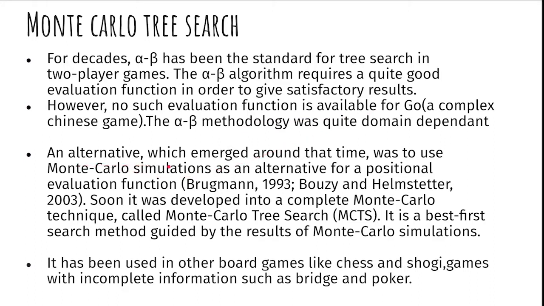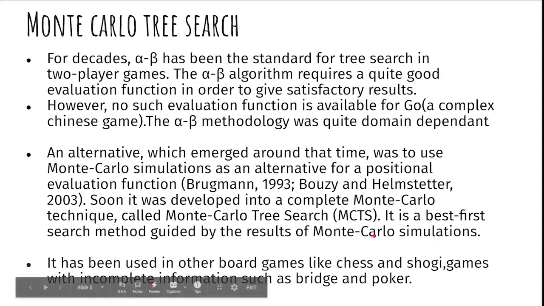An alternative which emerged around that time was to use Monte Carlo simulations, which had been developed in molecular structures and other molecular simulations. This alternative to the positional evaluation function was implemented in 1993 by Brugmann. Soon it was developed into a complete Monte Carlo technique called Monte Carlo Tree Search, MCTS in short form.